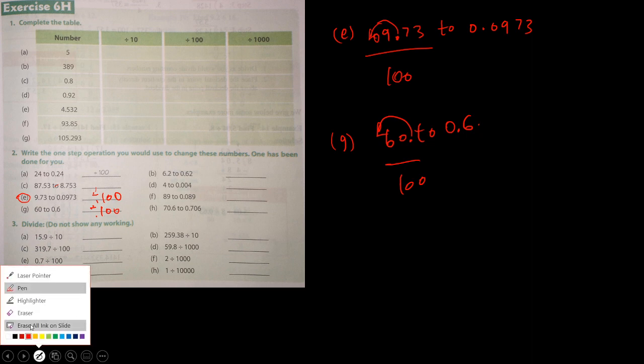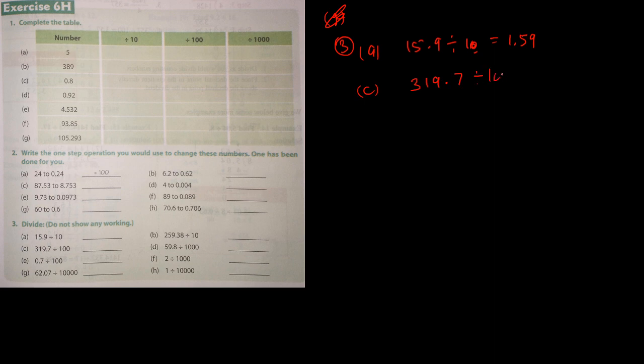Now next, question 3, part A. It says divide. Do not show any working. Means 15.9 divided by 10. Here we are dividing it by 10 and 10 has only 1 zero. So this decimal will shift only 1 digit and the answer will be 1.59.